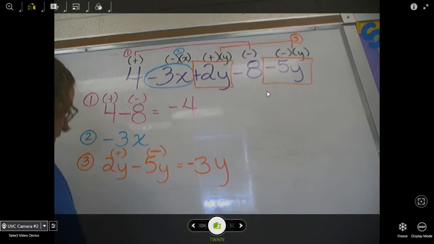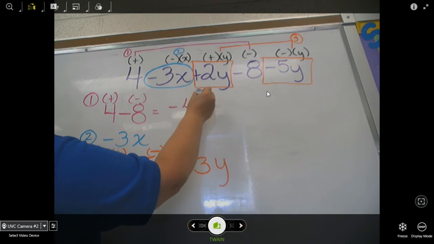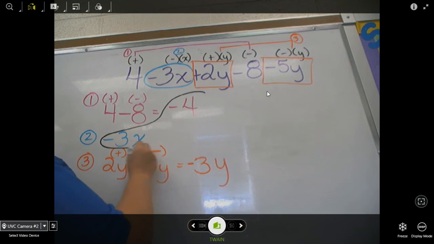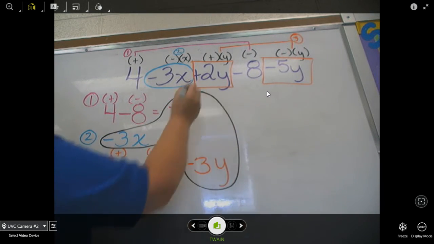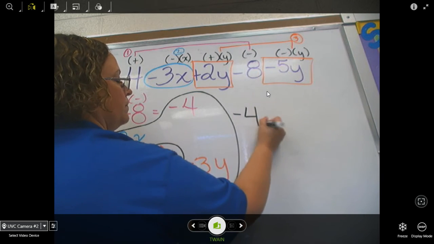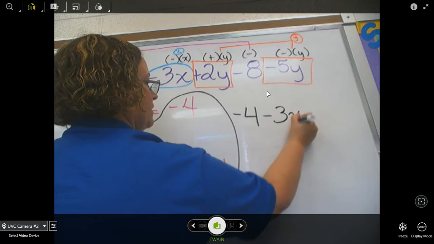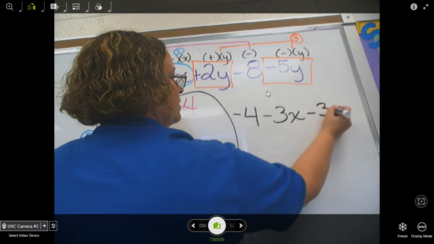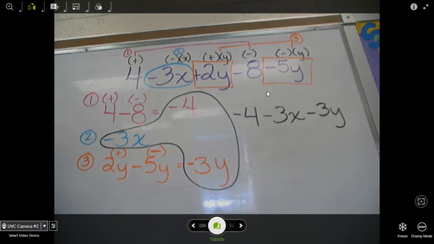Now, I have combined my like terms. Here's what I've got. Now you've got to write it back together. So I have -4 minus 3x minus 3y. Okay? So that would be combining like terms.